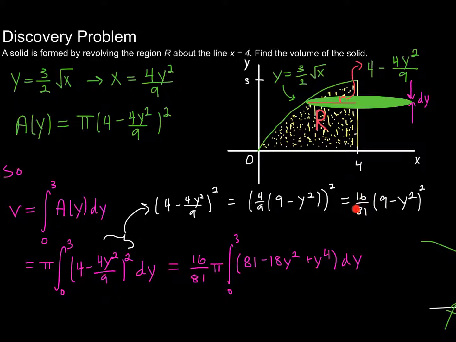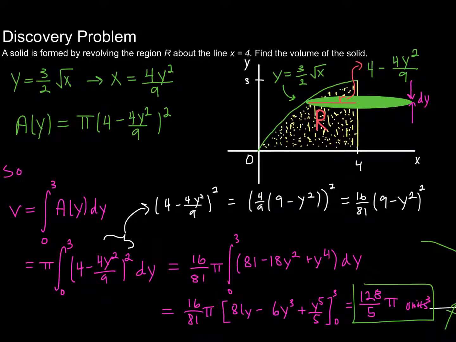where you'll notice I've factored out this 16 over 81, and then I have actually taken 9 minus y squared and squared it to get 81 minus 18y squared plus y to the 4th. Then I can find the antiderivative, evaluate at 3 and 0. Notice the antiderivative is going to have a y in each term, so when I evaluate at 0, it'll be 0, which will make my life a little easier, and that will allow me to compute the volume. And after doing so, as I've done here, I'm going to end up with 128/5 pi units cubed, and that ends up approximating to, let's see, about 80 units cubed.